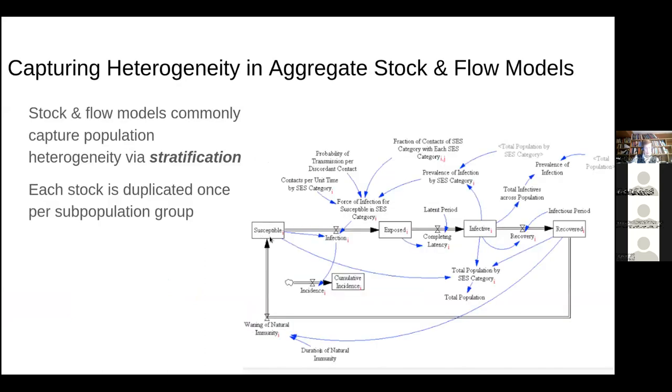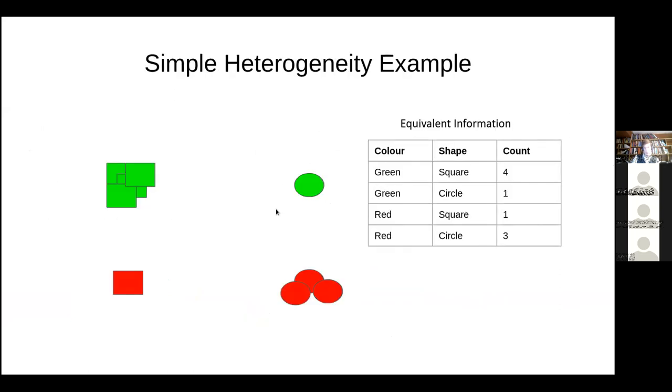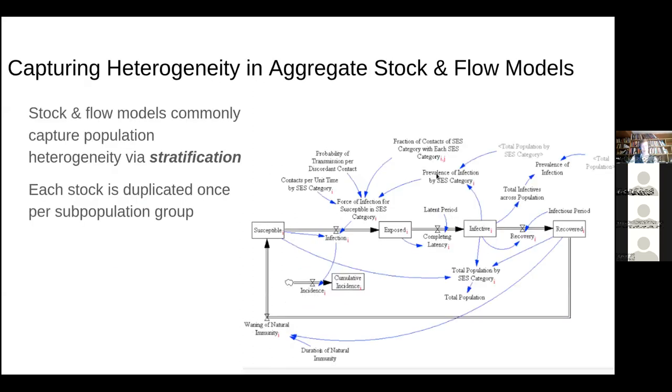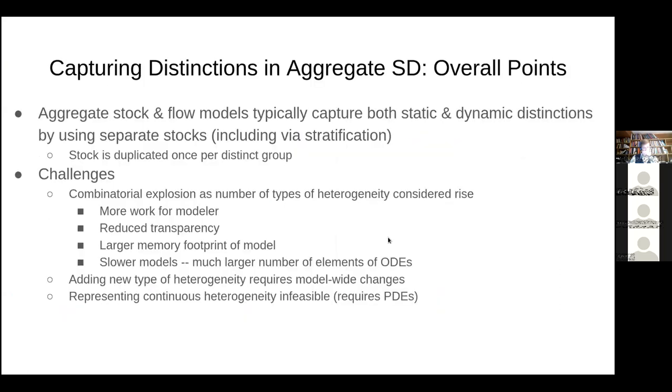So we count the number of susceptible males, the number of exposed males, the number of infected males, the number of susceptible females, the number of exposed females, et cetera. So it's like we're enumerating: for each distinction, like green squares, we count the number of those things, the number of susceptible males, the number of exposed males, right?